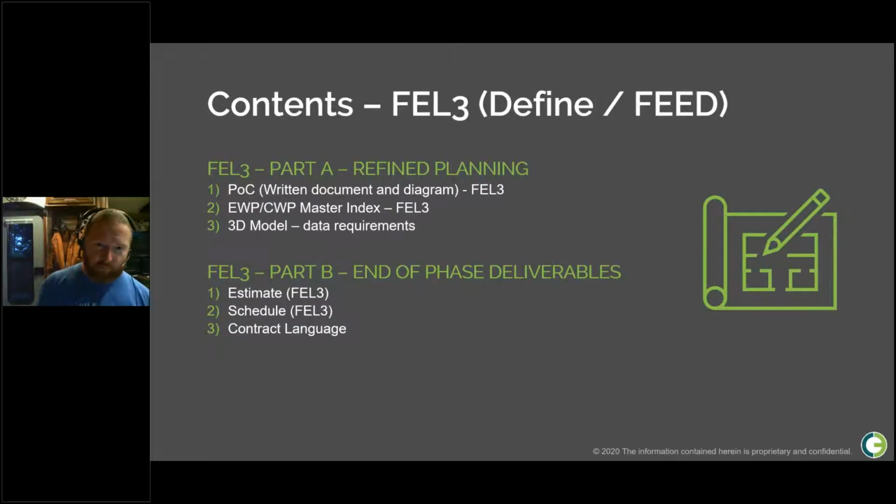Okay, now we're into FEL3, define or FEED, depending on your terminology. In this stage, it's all about refinement. So we're going to refine the path of construction with the additional detail we've received from the design progression. AWP in this stage mirrors the goal of the overall stage itself. It's optimization. The path of construction from FEL2 wasn't perfect.